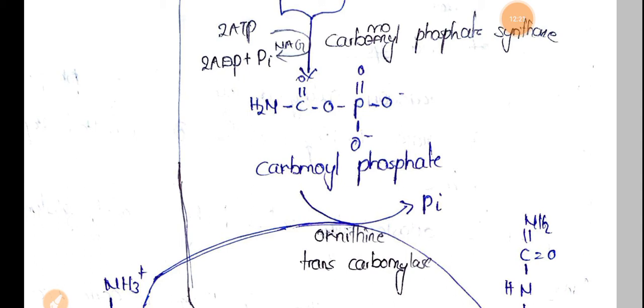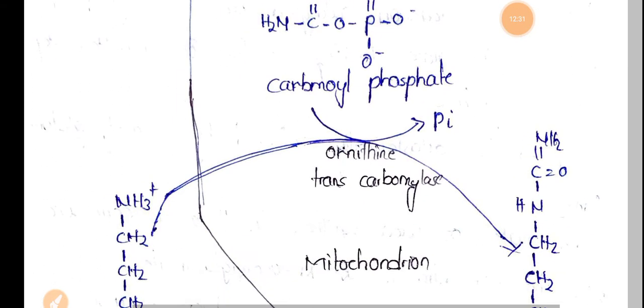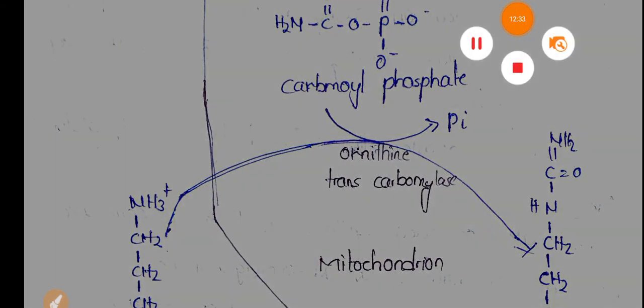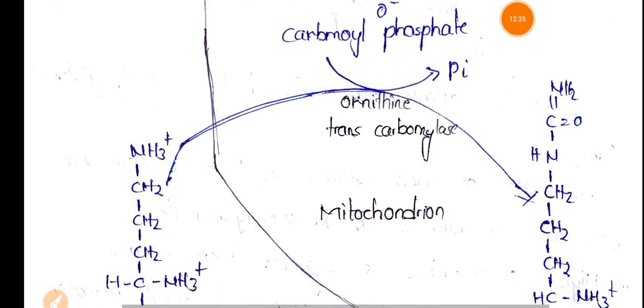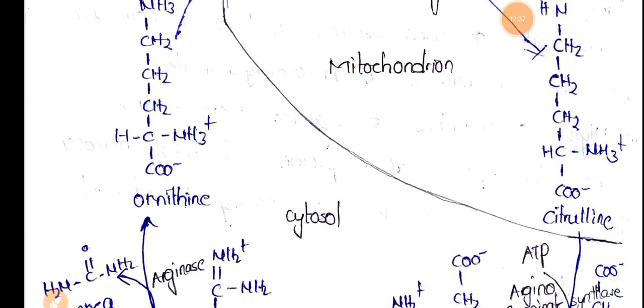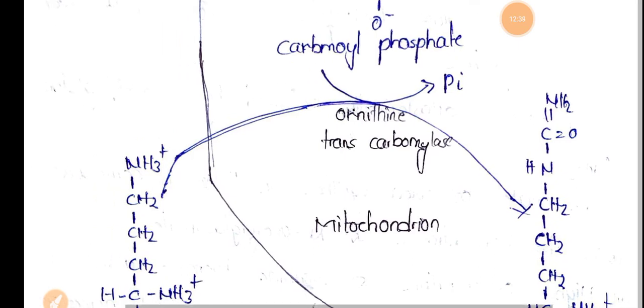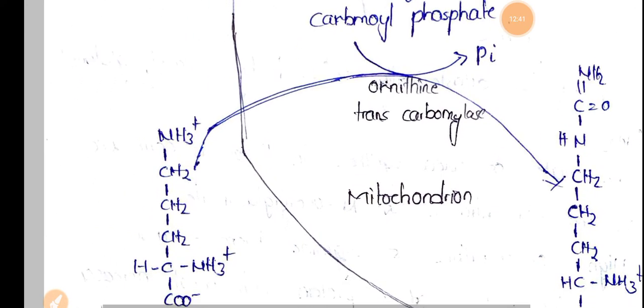That means here NH2C double bond O has an addition of inorganic phosphate. So this is how citrulline is synthesized. And what is the enzyme here? Ornithine transcarbamylase is the enzyme which is converting this carbamoyl phosphate and ornithine into citrulline.